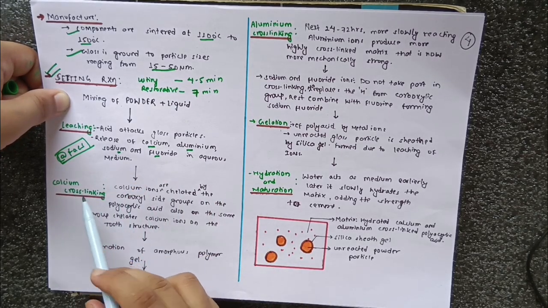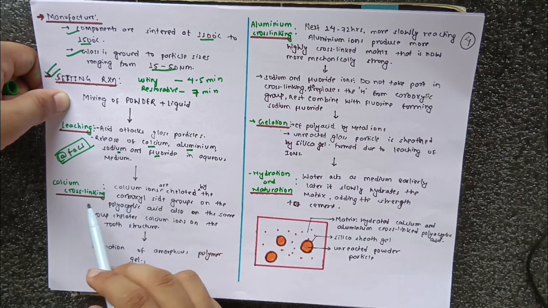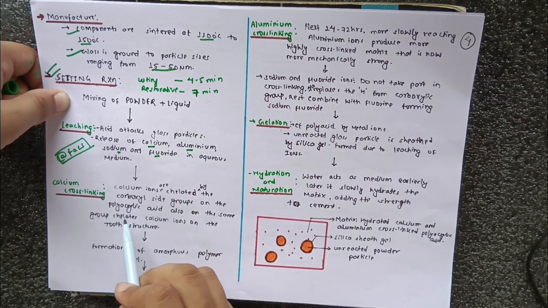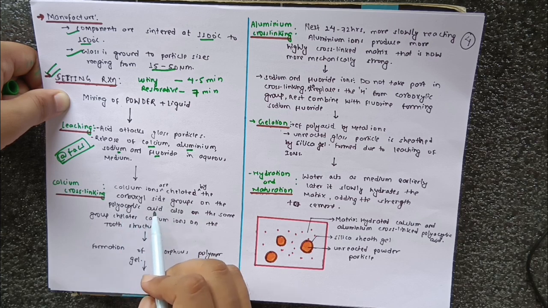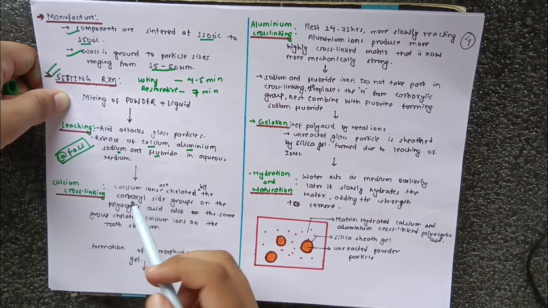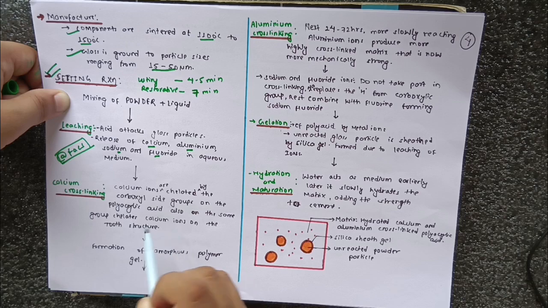After that, calcium cross linking happens there. What this means is that calcium ions are chelated by the carboxyl side groups of the polyacrylic acid. The polyacrylic acid contains carboxyl side groups, and those carboxyl side groups chelate the calcium ion of the GIC. Also this carboxyl group chelates the calcium ions of the tooth structure, which forms an amorphous polymer gel.